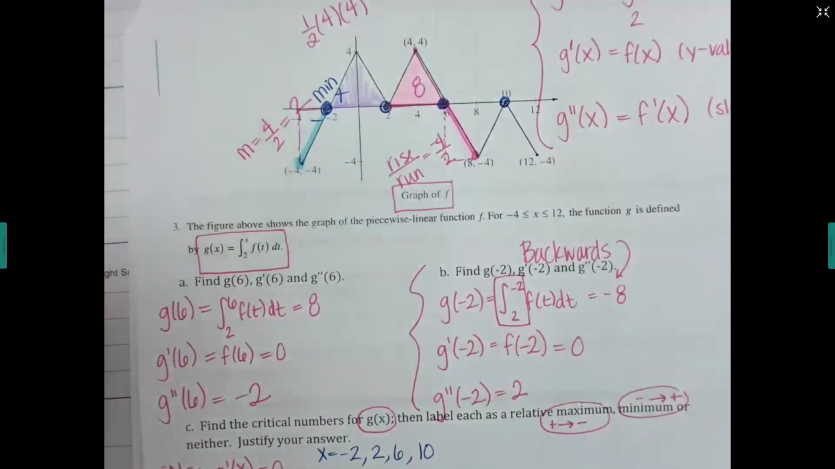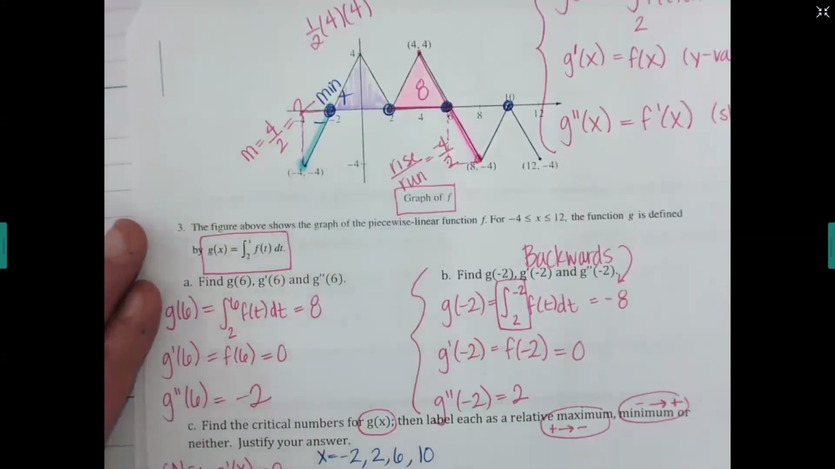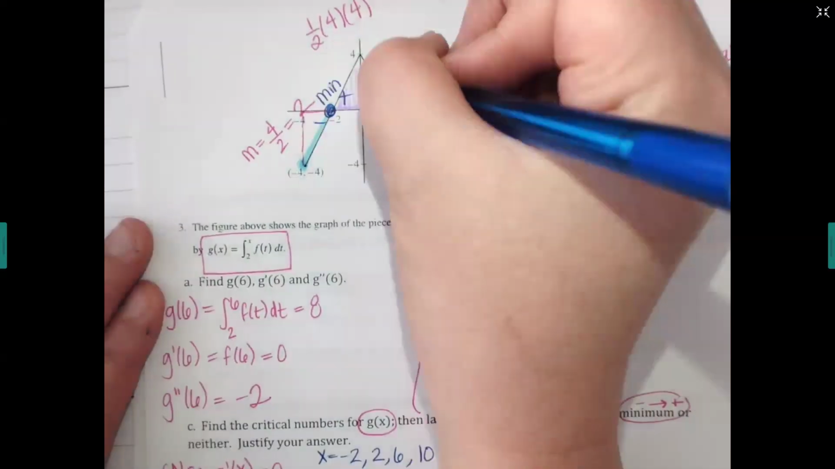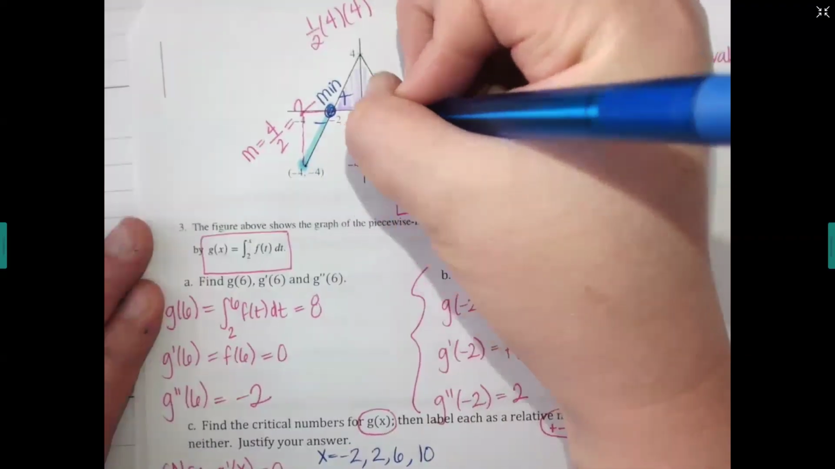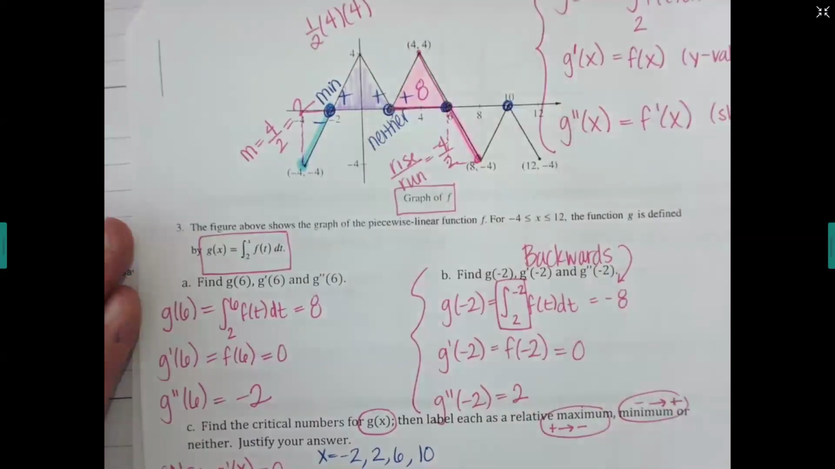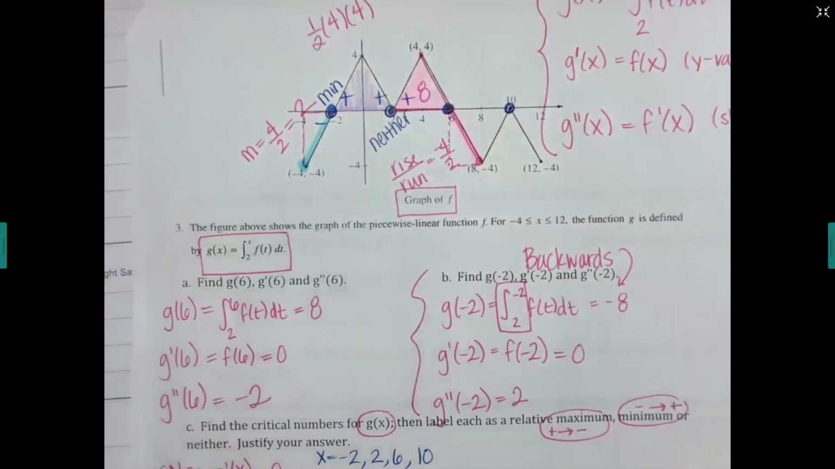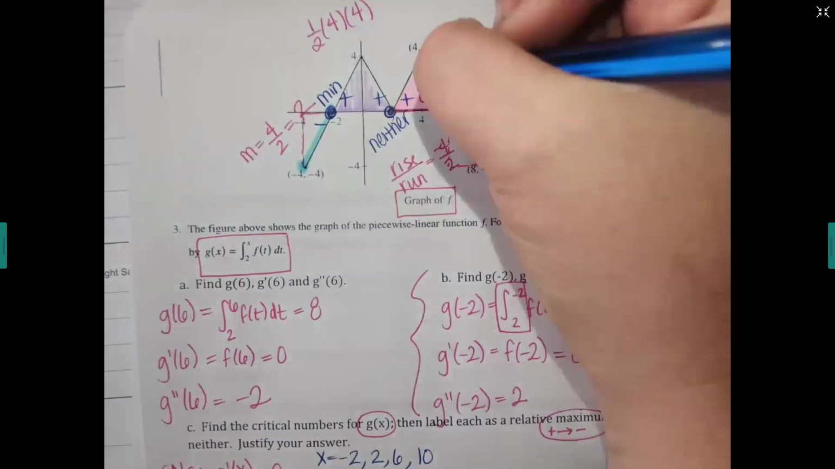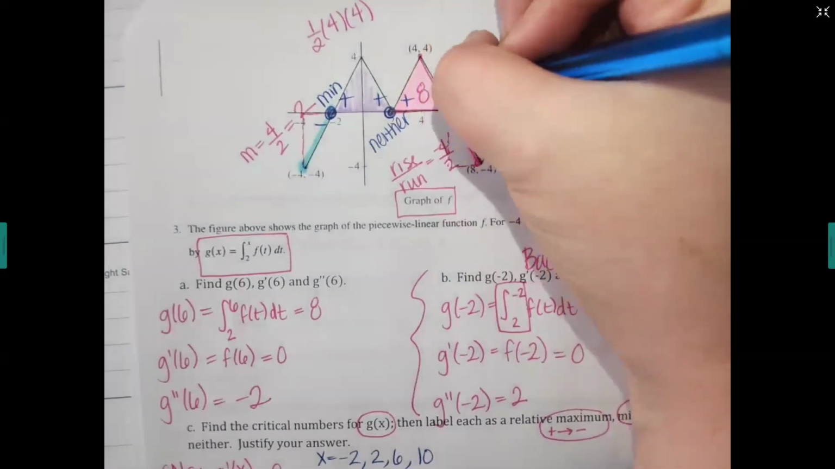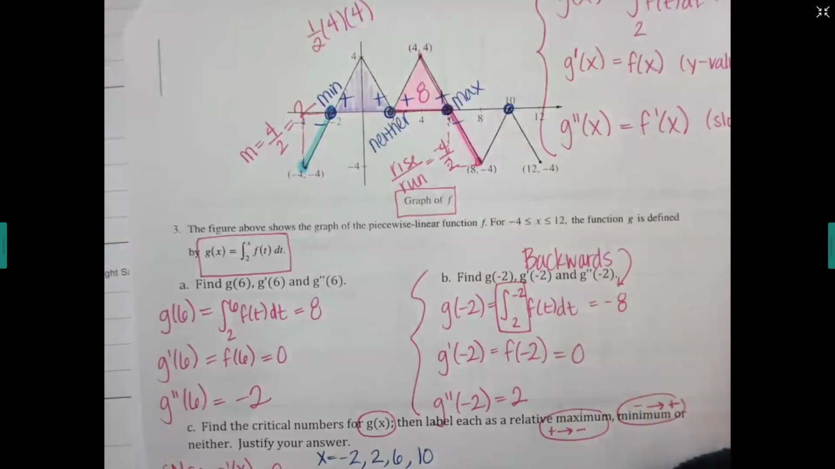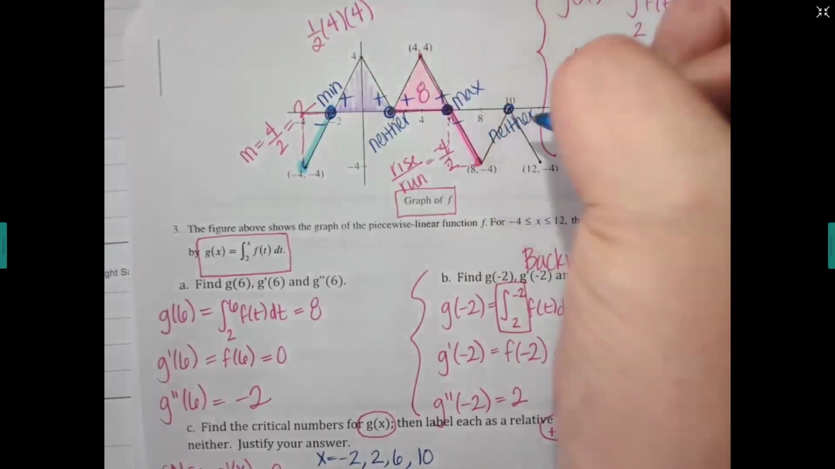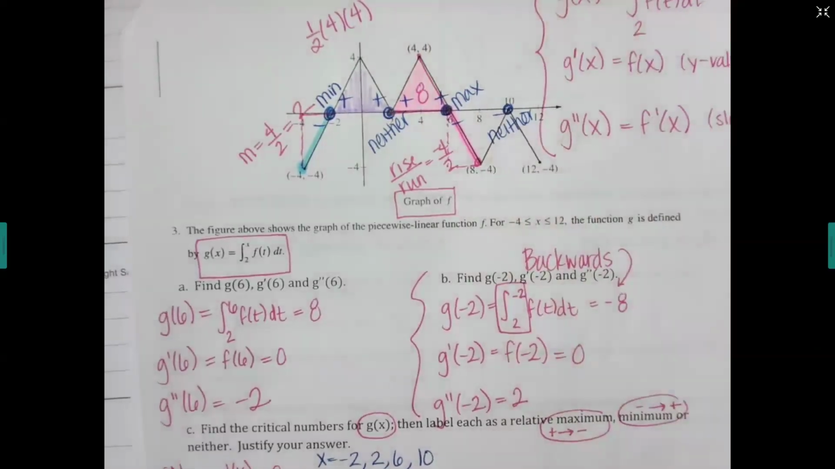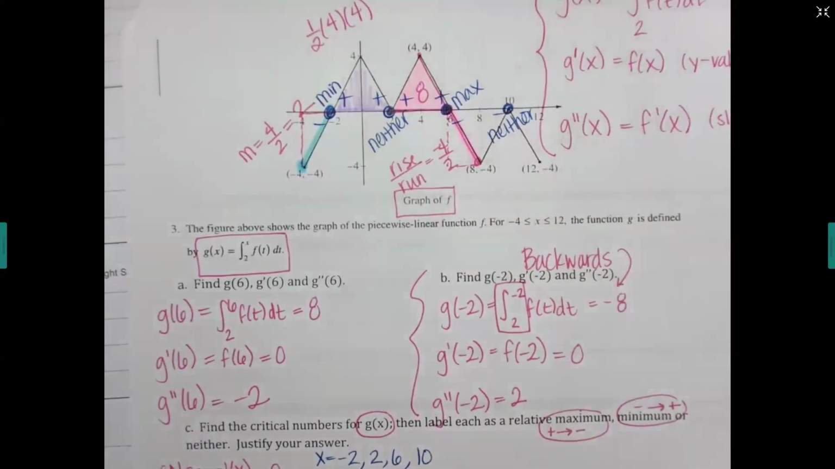What about 2? Neither, because it goes from what? Plus to plus. That doesn't count, so that's a neither. Next one we're looking at is 6. Is that a max, a min, or a neither? Plus to minus, that's a max. And then what about 10? That would be a neither, because it changes how? From negative to negative, and that doesn't count as a sign change.